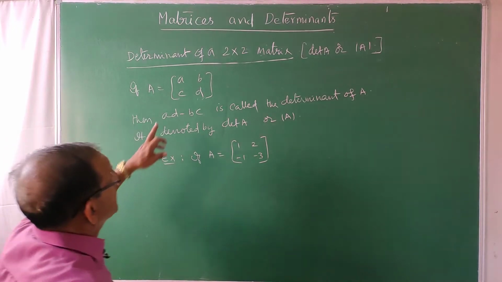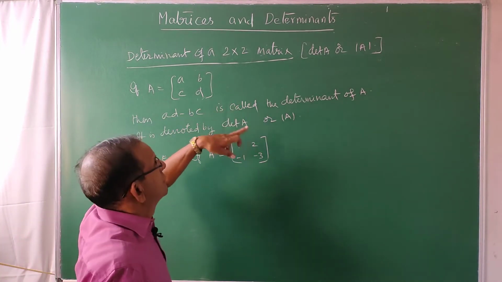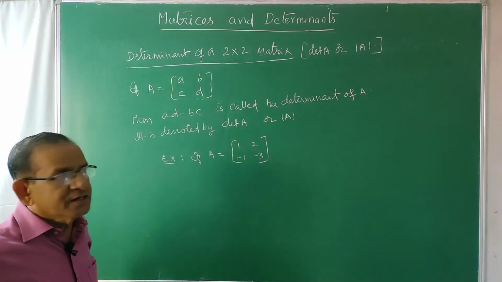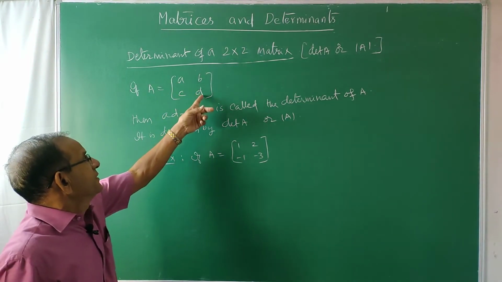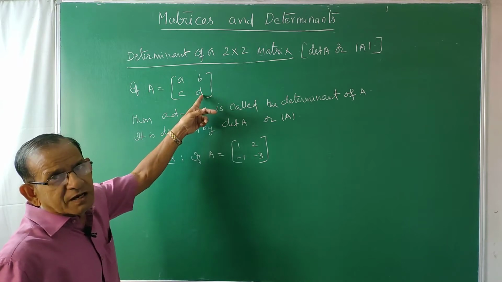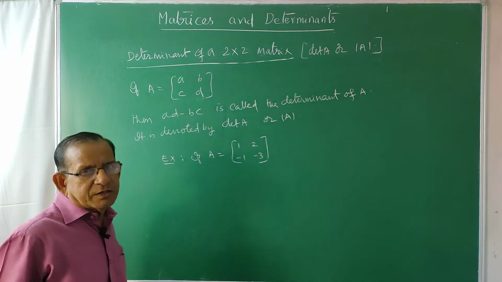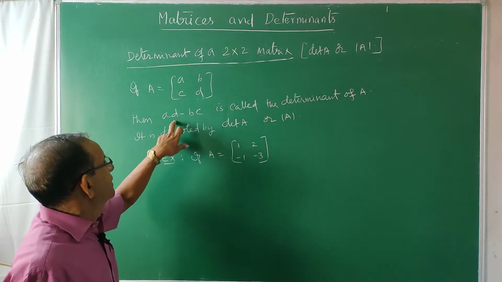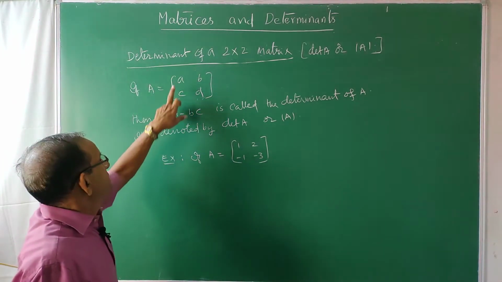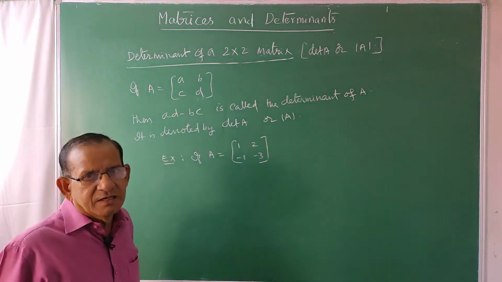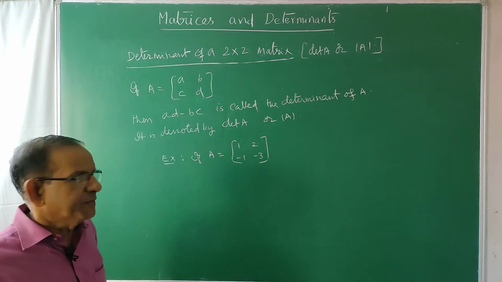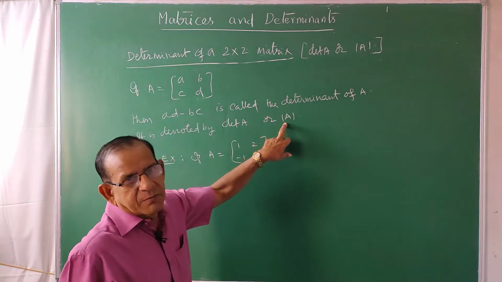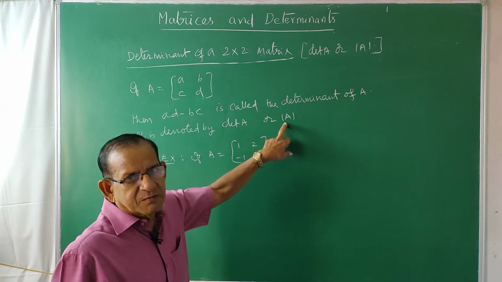Now the determinant of a 2 by 2 matrix. Suppose A is equal to a, b, c, d, a 2 by 2 matrix. Then the difference of the product of the principal diagonal elements minus the product of the other diagonal elements is called the determinant of this matrix, that is ad minus bc. We denote it as either det A, or it appears like the modulus of A, but it is not modulus, it is det A.